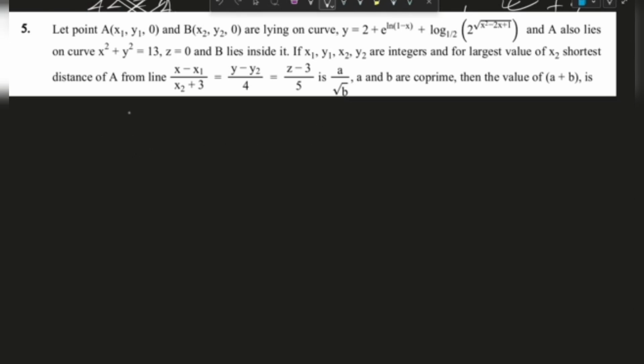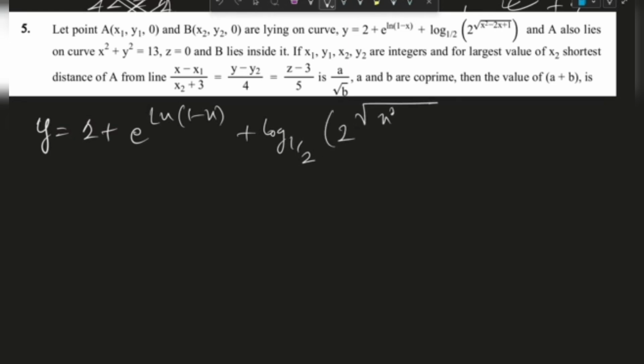I will solve it now. So basically we have 2 points A and B which are lying on this curve. So now first what we will do is we'll try to manipulate this curve a bit. So this thing is the 2 plus e power ln of 1 minus x plus log of half 2 root under x square minus 2x plus 1. So this is basically actually simple.